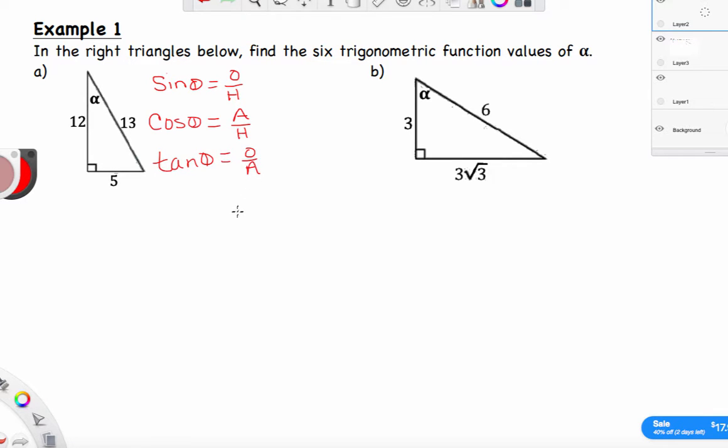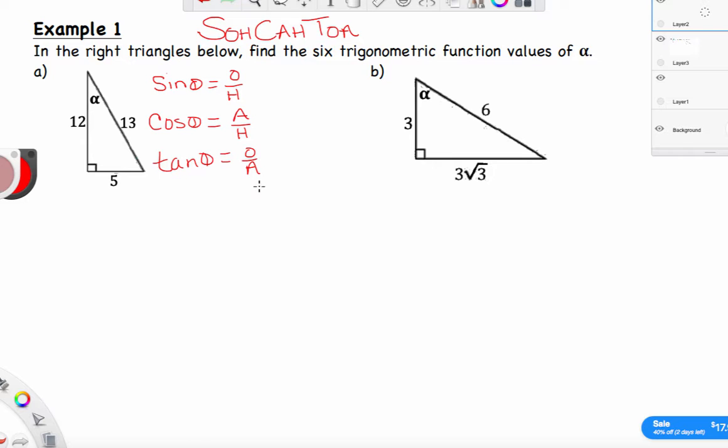And that is something that you've learned in geometry class. You probably heard it called SOHCAHTOA, and that's just a little acronym that helps you remember those first basic ratios. Sine is opposite over hypotenuse, cosine is adjacent over hypotenuse, and tangent is opposite over adjacent.